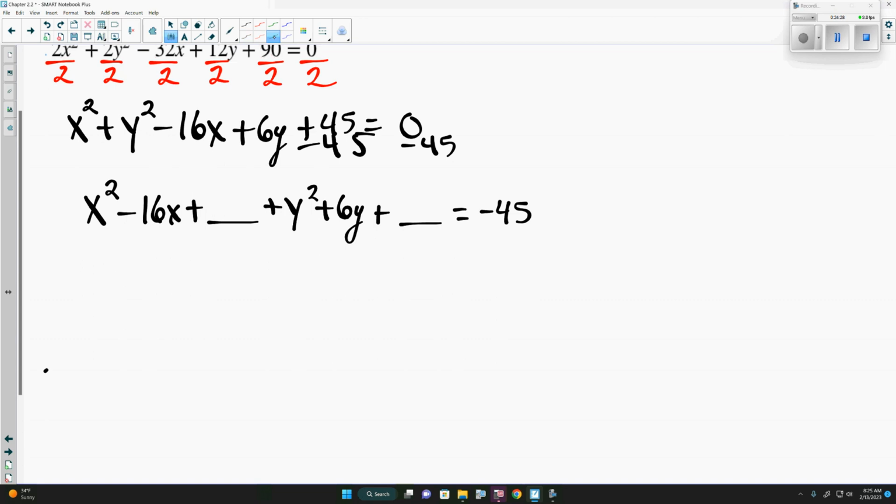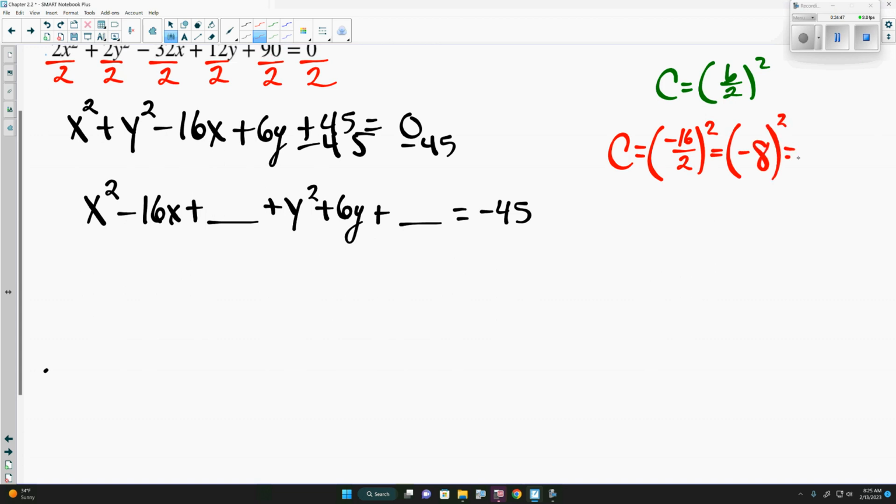Now at this point here, we do need to make our perfect square trinomials. And the first one we can look at is x. So c is equal to negative 16 over 2 squared. Well, negative 16 over 2 is negative 8. And negative 8 squared is 64. And we will add it to both sides.